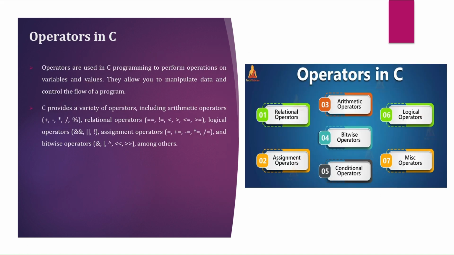So, moving ahead to operators in C. Operators are used in C programming to perform operations on variables and values. They allow you to manipulate data and control the flow of the program. C programming provides a variety of operators, including arithmetic operators, relational operators, logical operators, assignment operators, bitwise operators, and a few others. Here we could see relational operator, assignment operator, arithmetic operator, bitwise operator, conditional operator, logical operator, and miscellaneous operators.